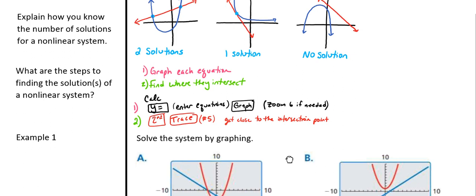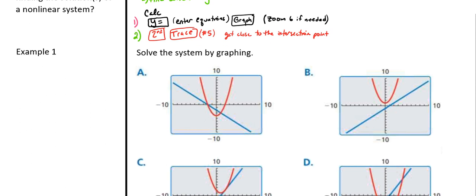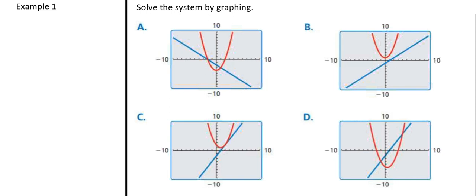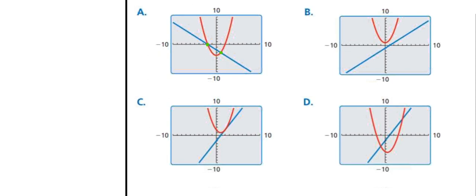Let's start by looking at some graphs that we already have graphed for us and how we can determine the solutions. If we look at letter A, we see that we have two solution points. So there's two intersection points. Using our graph, we can see that those are located at approximately -2, 0 and 1, -3. And those would be our two solutions to that system.